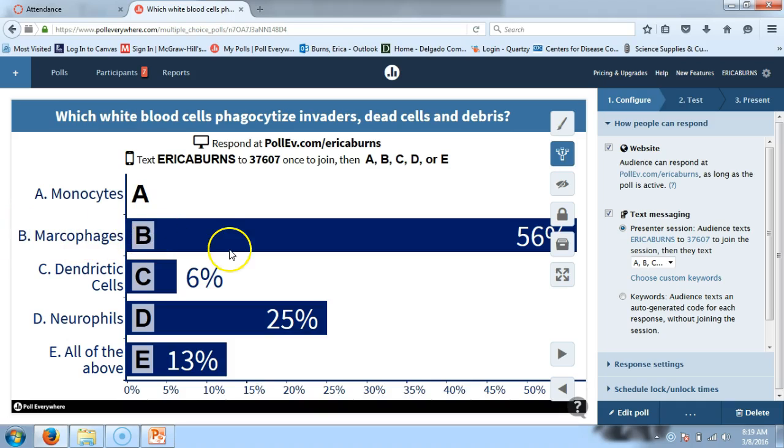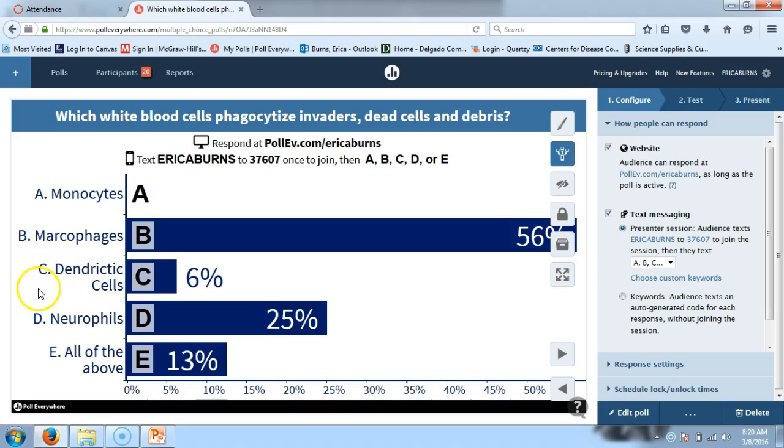I'm not surprised that you guys homed in on that one. And then remember, these guys differentiate from what cell type? Monocytes, right? So these are basically the same cell. Just this is one in your blood, this is one in your tissues, remember. That's the only difference.